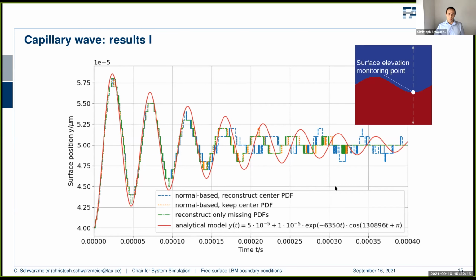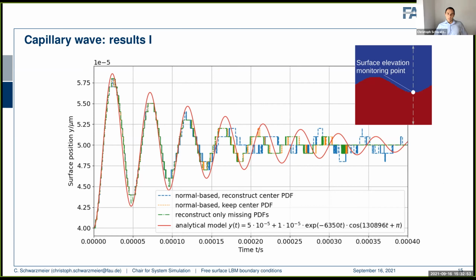There's not too much of a difference, but as soon as it gets somewhat later in the simulation, there are some differences. I should mention that these staircases that you can see here are really due to the resolution. Essentially, if you have a staircase at the end, this is really one lattice cell that you see here. But anyway, first of all, we can notice that the normal-based approach where we keep the center PDF, which is orange here, and the other one where we reconstruct only missing PDFs are almost identical. It's hard to say whether we can reasonably say that they differ here.